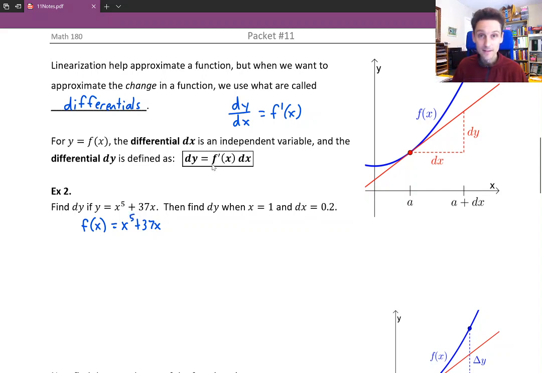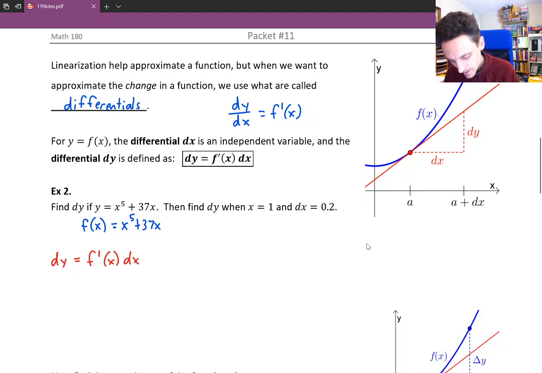a function. f prime of x would be the derivative of that function, so we'll just define the function to be f of x equals x to the 5th plus 37x. So now we're going to write dy is f prime of x dx, where f prime of x is just the derivative of our function, which is going to be 5x to the 4th plus 37. And that's it. That's dy.